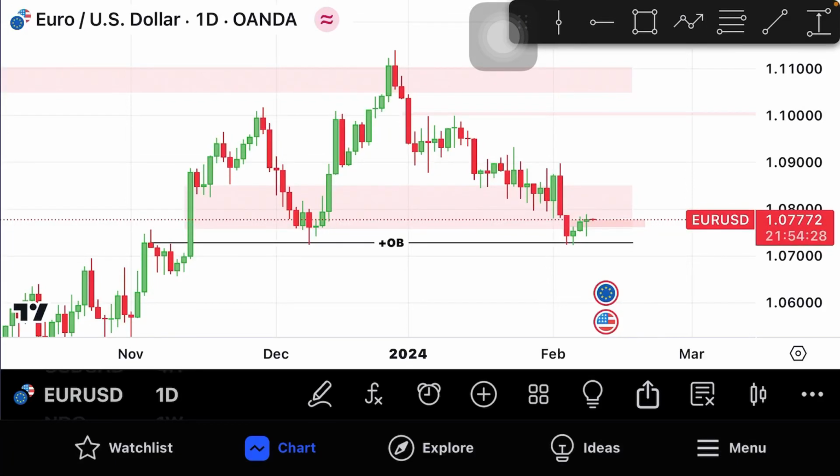Now 70% of the time, the high or low of the week is usually formed on Tuesday. I'm not saying that it doesn't form on Wednesday. Most times it also forms on Wednesday.